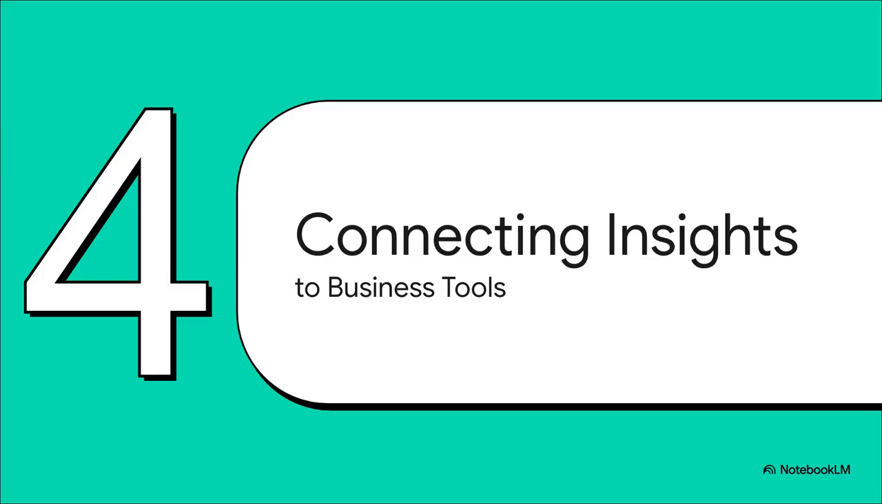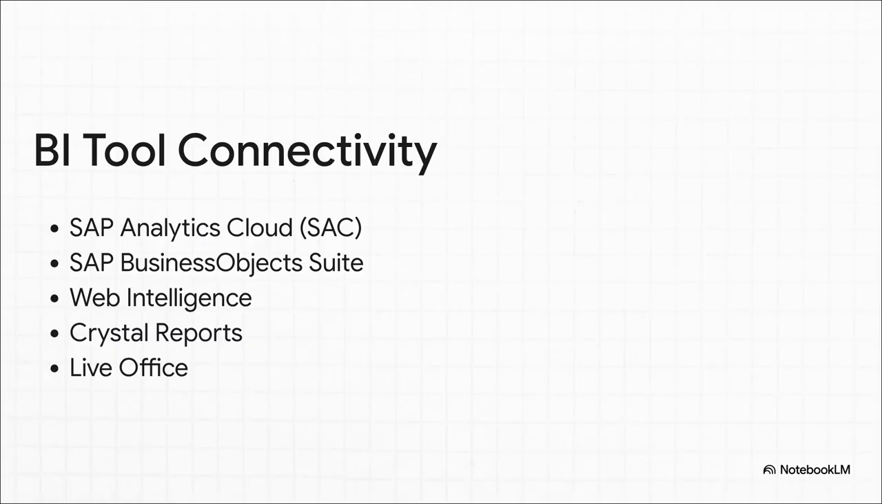So we have these incredibly powerful data models and advanced analytics running right inside SAP HANA. That's great, but how do business users actually get their hands on it and visualize these insights? Well, that's where connectivity comes in. SAP HANA connects seamlessly with a whole range of business intelligence tools. This includes modern cloud platforms like SAP Analytics Cloud for creating dynamic dashboards, but also the established SAP BusinessObjects Suite. And within that suite, you've got popular tools like Web Intelligence for self-service reporting, Crystal Reports for those pixel-perfect enterprise reports, and even Live Office for really tight integration with Microsoft products.